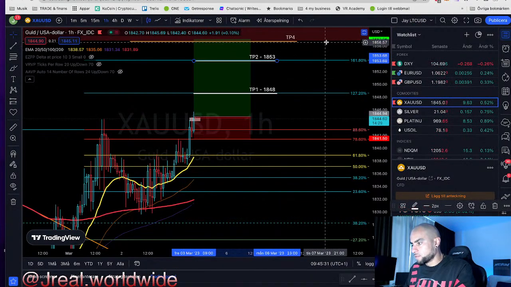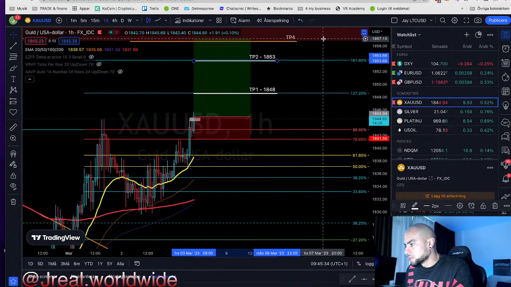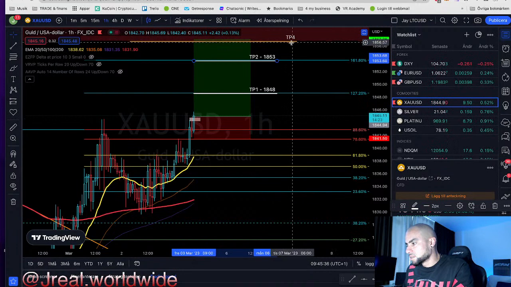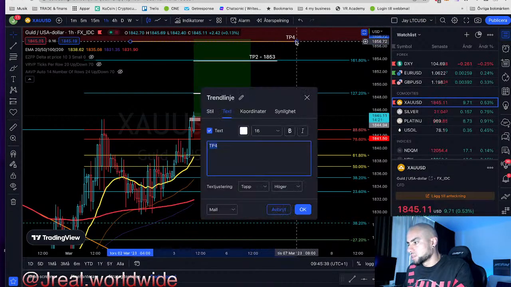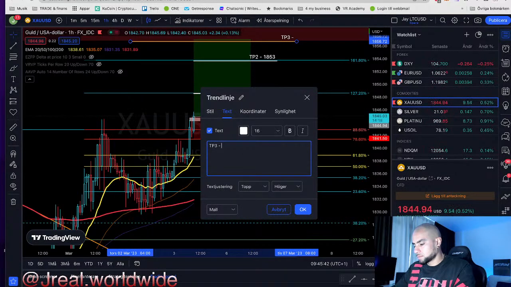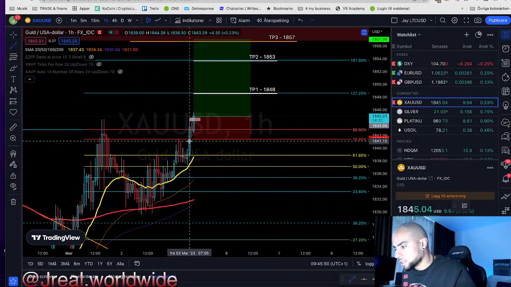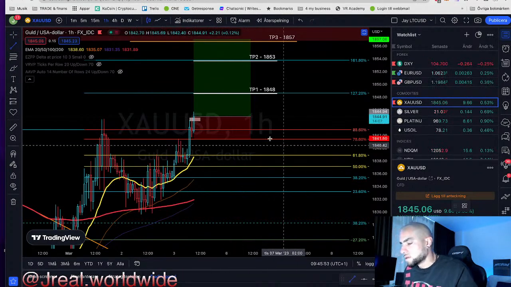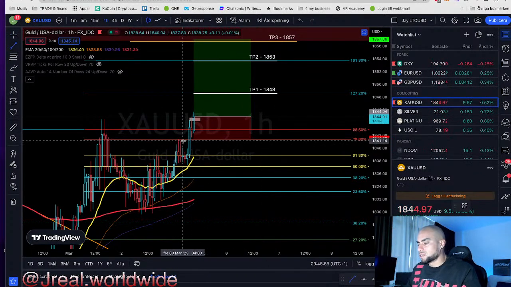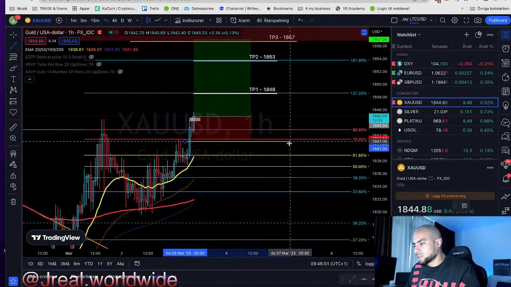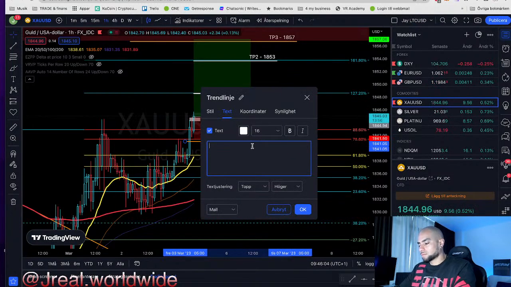So we got that. TP4 is the same as the previous trade from yesterday, 1857. That's our TP3 now. And then we need a stop loss, right? Stop loss is just underneath the supply zone here, just underneath it. So at 1841 is our stop loss. SL 1841.